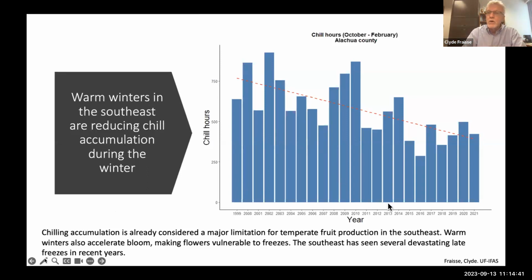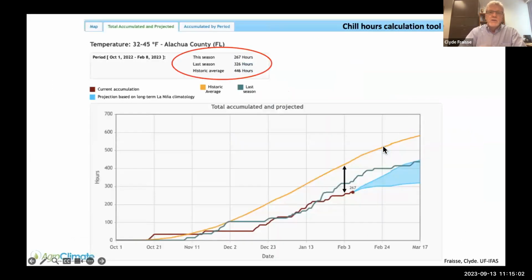And one quick observation, if we look at this graph, you can see that the lowest chill accumulation we have in this weather station here in Alachua was in 2016. There was an El Nino year, in fact, a warm year. And we're heading the same way this year with the El Nino cycle. So this is a quick overview. Like I mentioned, this tool is very old. It does have some limitations, but at the same time, it's very simple.